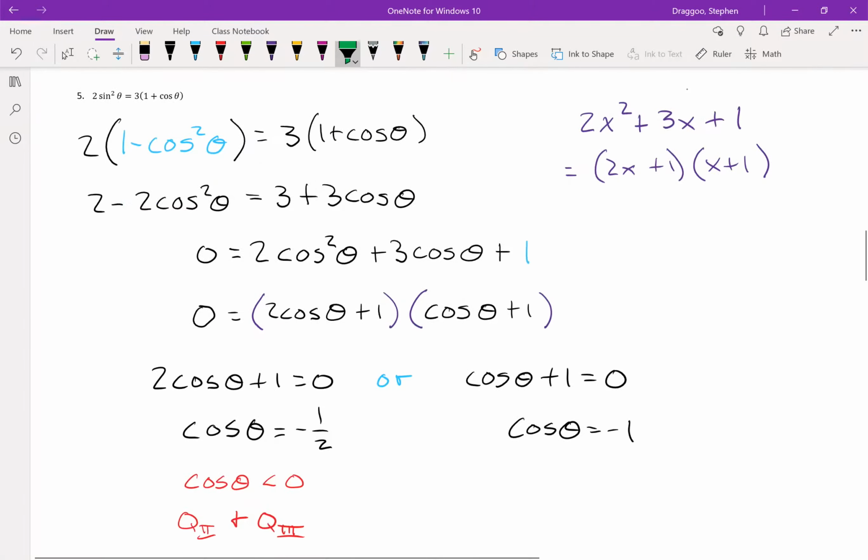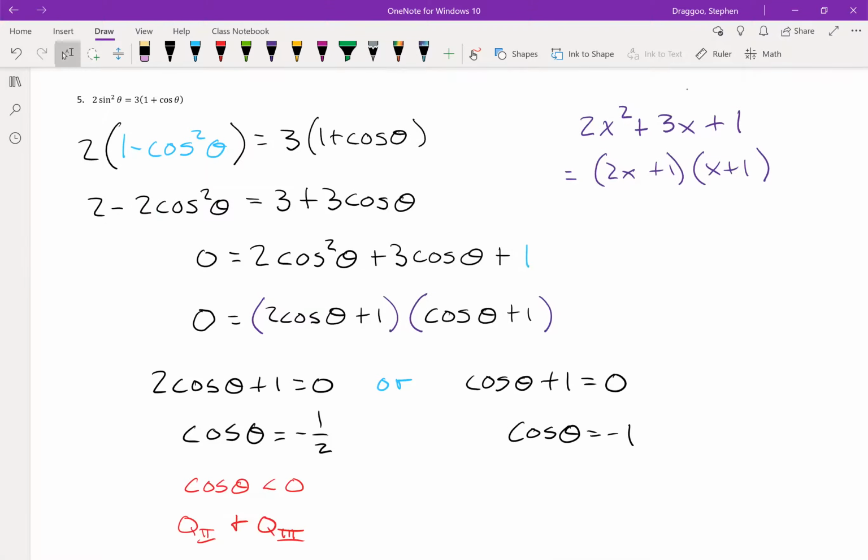All right, problem 5 has a bit of a trick to it. It starts out as 2 sine squared theta is equal to 3 times 1 plus cosine theta. There's the right inflection. So I have a mix of trig functions here, which makes things complicated.